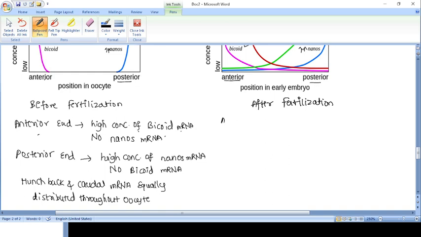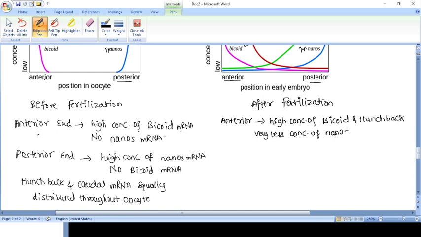After fertilization, in the anterior region, high concentration of bicoid and hunchback, and very less concentration of nanos and caudal.